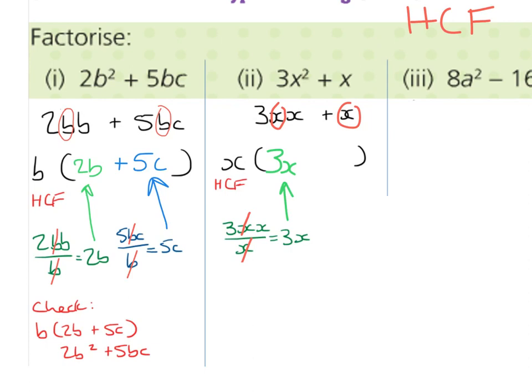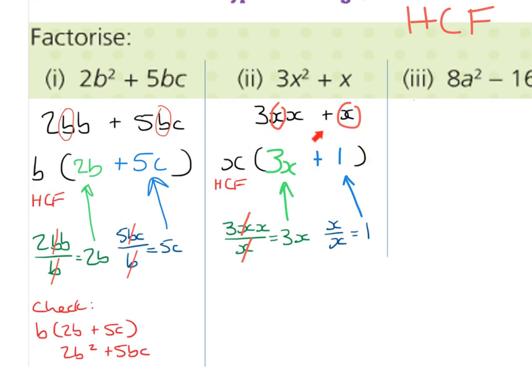and then we do the same thing with x. So we're going to do x divided by the highest common factor, which is x. And anything divided by itself is 1. So we put 1 into the brackets, and again we're going to put a plus in front. So we're asked to factorize. Whenever you're asked to factorize, your answer must contain brackets, so this is our answer.